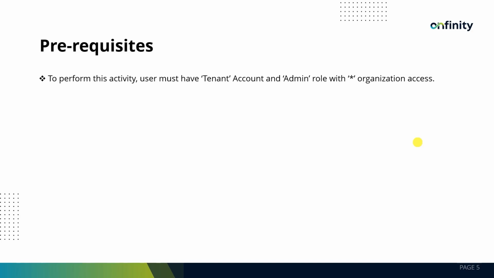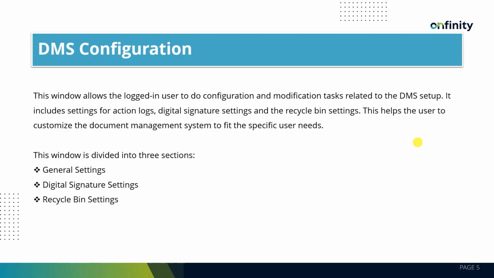Prerequisites. To perform this activity, the user must have a tenant account and admin role with organization access. DMS configuration. This window allows the logged-in user to do configuration and modification tasks related to the DMS setup. It includes settings for action logs, digital signature settings, and the recycle bin settings. This helps the user to customize the document management system to fit specific user needs. This window is divided into 3 sections: General Settings, Digital Signature Settings, and Recycle Bin Settings. Let's go through these settings one by one in this training video.